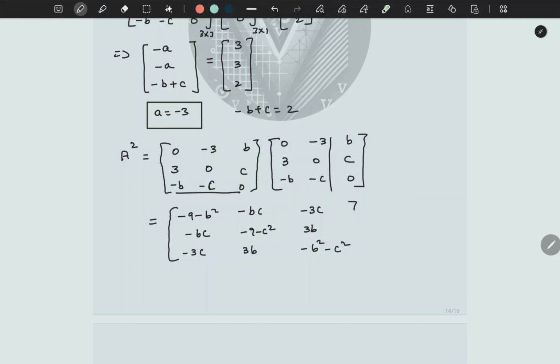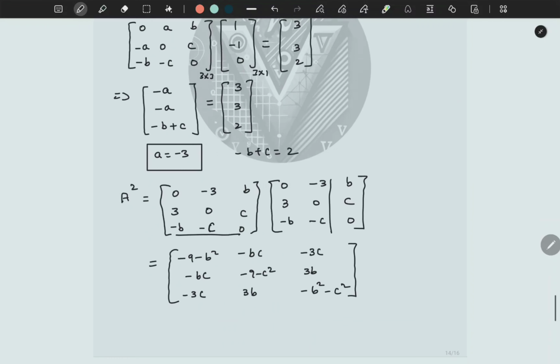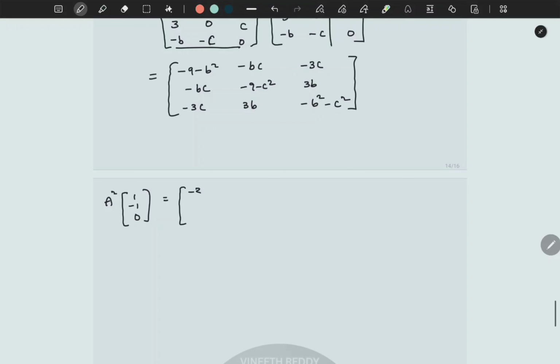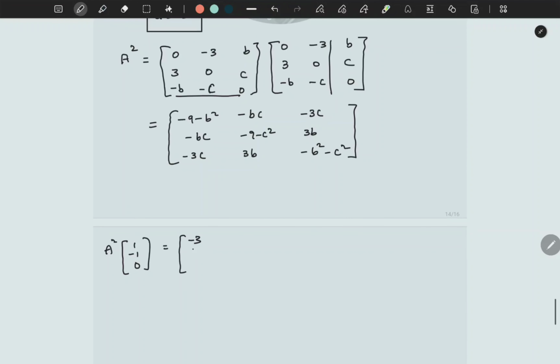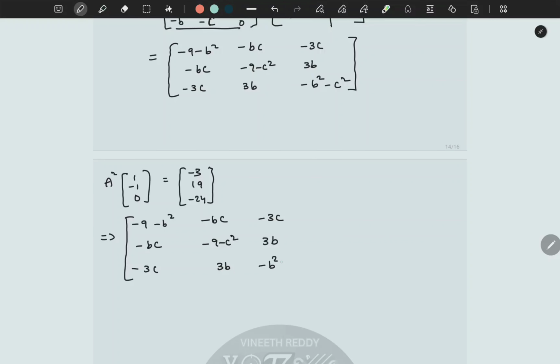Now we have to multiply A square with 1, minus 1, 0. Why not? So A square multiplied by 1, minus 1, 0 should give us minus 3, 19, minus 24. So what do we get? A square is minus 9 minus b square, minus bc, minus 3c; minus bc, minus 9 minus c square, 3b; and minus 3c, 3b, minus b square minus c square, multiplied with 1, minus 1, 0. That should be minus 3, 19, minus 24.